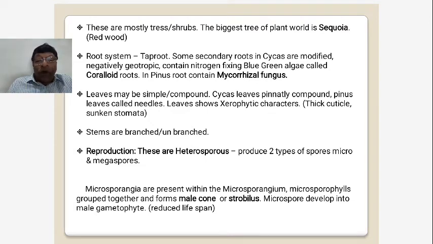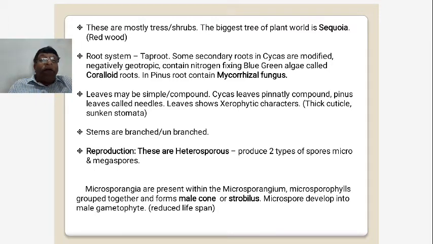The microspores are produced in a bag-like or sac-like structure called microsporangia. Singular is microsporangium. Within the microsporangium, microspores are produced. They are nothing but the pollen grains of angiosperms, if we compare. The microsporangia group together and form a sorus.